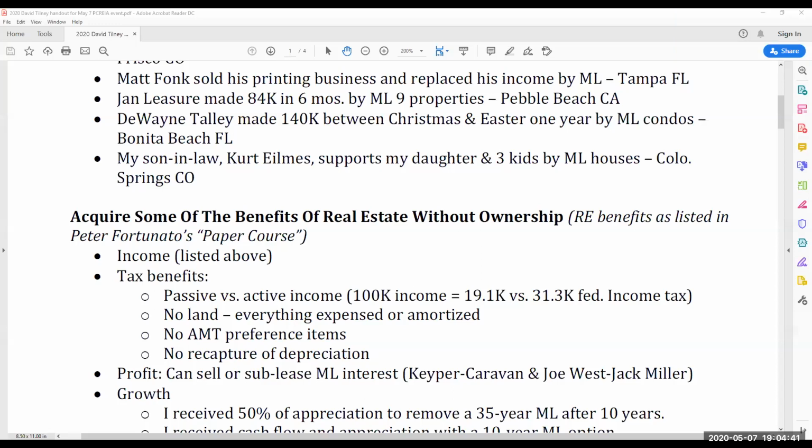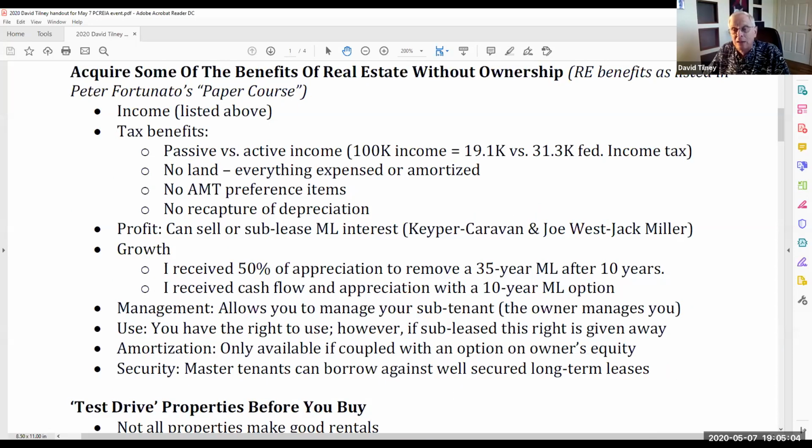And Peter is one of the best of the best. But he has a picture of a house, for those of you who haven't seen it, and he draws out different sections of that property, showing all the benefits that a single family house can offer. And so this next section of my notes goes through how you can get some of the benefits of real estate by master leasing without ever owning the property.